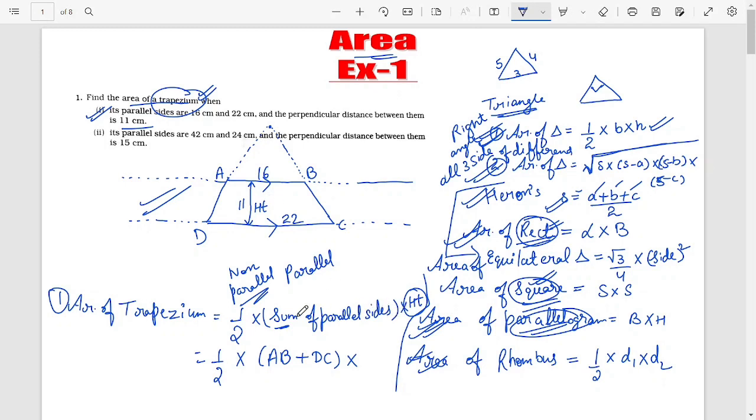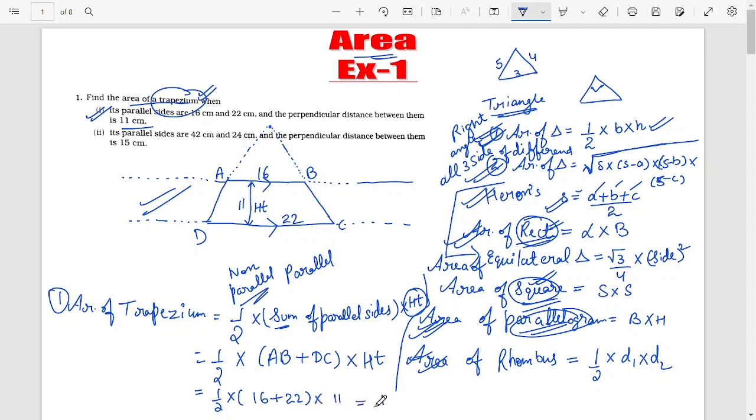So what we have to do? For the area of the trapezium, we will use half into sum of parallel sides into height. So half into the sum of parallel sides, meaning AB plus DC, into height. Height is given here as 11 in the question. Now we will put all the values: half into AB length 16 plus DC length 22, multiply height, which is 11.